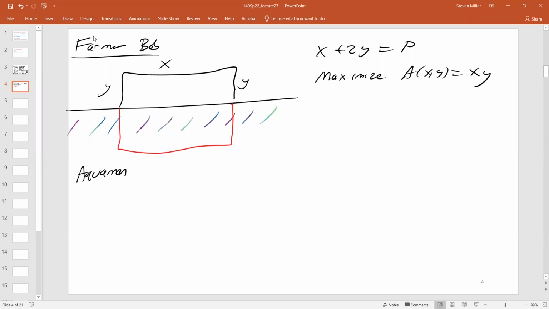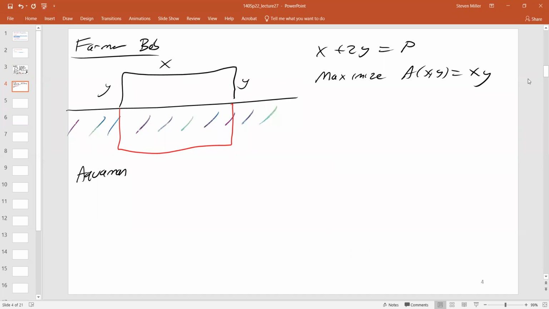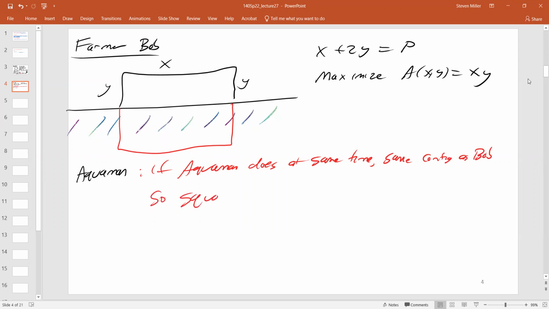What's the shape going to be? When we did the last one, what kind of shape did we get? What kind of rectangle? If x is p over 4, we didn't say this explicitly, but what would y be? Yeah, we get a square. So what must be the maximum shape over here? Must be a square. So if Aquaman does, at the same time, the same configuration as Bob, it's a square with perimeter 2p. So the sides are what?